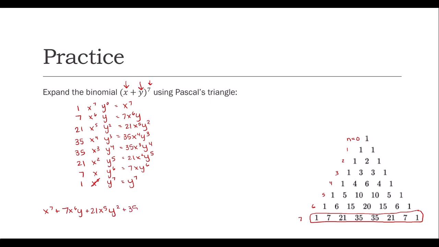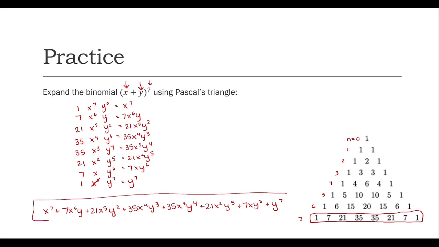Plus 35x to the fourth y cubed, 35x cubed y to the fourth, 21x squared y to the fifth, 7x y to the sixth, plus y to the seventh. So this is x plus y to the seventh expanded.